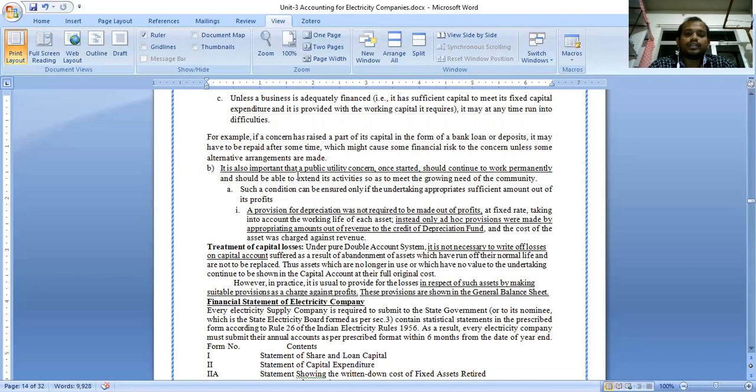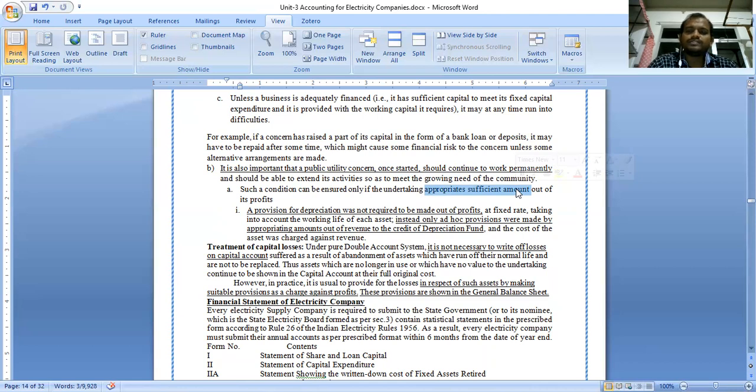It is also important that public utility concern once started should continue to work permanently. Such a condition can be ensured only if the undertaking appropriates sufficient amount. So the undertaking must appropriate the sufficient amount of it out of its profit. In the sense, it should keep aside some amount for the future purpose. What kind of future purpose? So nothing but reserves or funds.